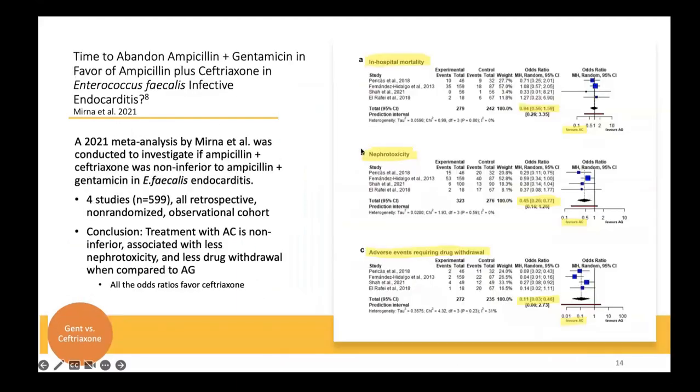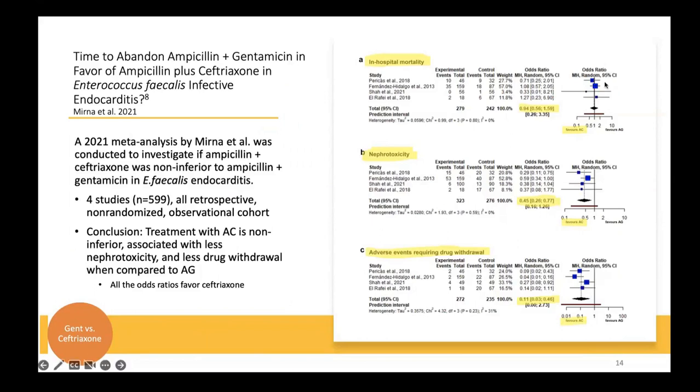So these two studies bring us to this meta-analysis, which has 4 studies, 2 of which are the ones we just talked about, and the other 2 were smaller single-center studies, so I chose not to individually highlight those 2. And this one was a 2021 meta-analysis that was done to investigate if ampicillin and ceftriaxone was non-inferior to AMP and gentamicin, including 4 studies, a total of 599 patients.